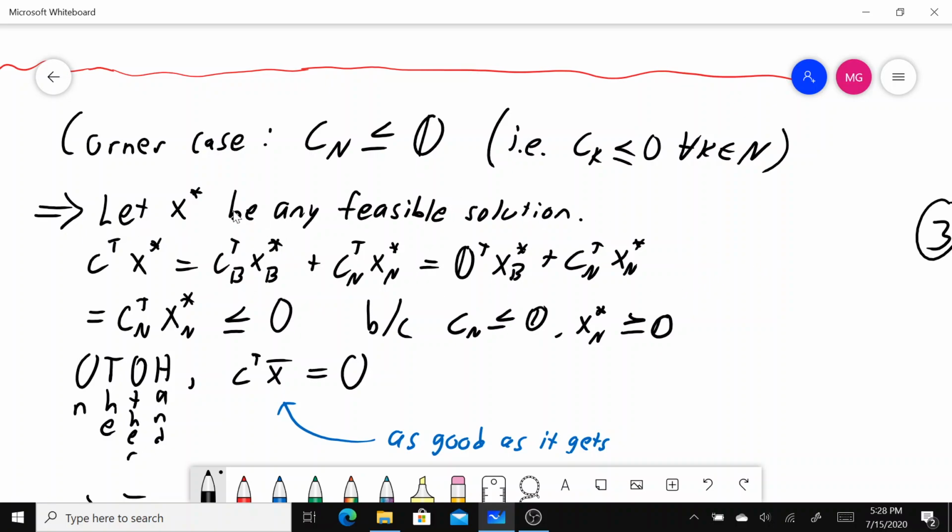And the reason is that if you just take any feasible solution, x star, c transpose times x star, break it up into basic and non-basic parts.